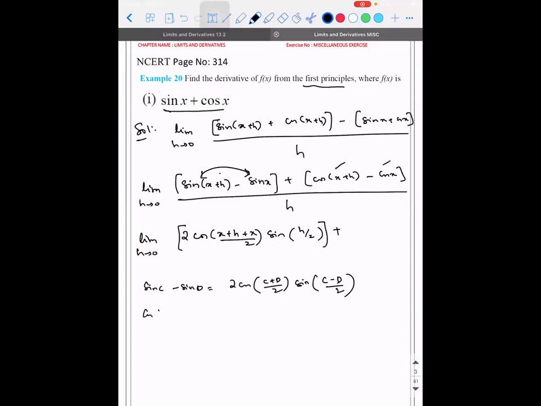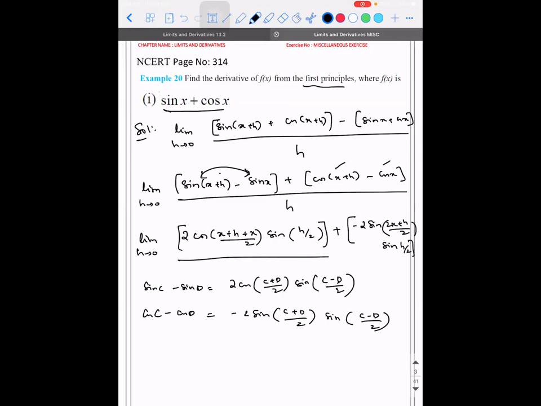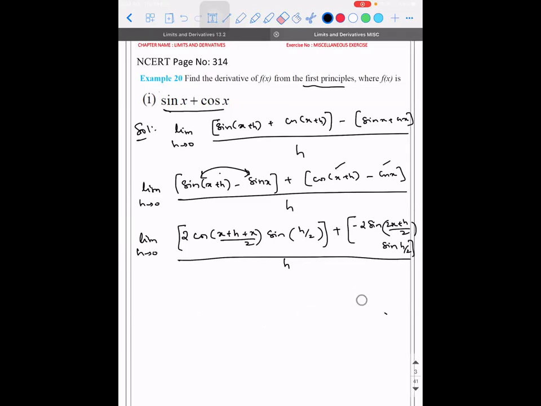Okay. Similarly, what is cos c minus cos d? It is minus 2 sine of (c plus d) by 2 sine of (c minus d) by 2. Right? So what will I get here? Minus 2 sine of (2x plus h) by 2 into sine of h by 2, the whole divided by h.